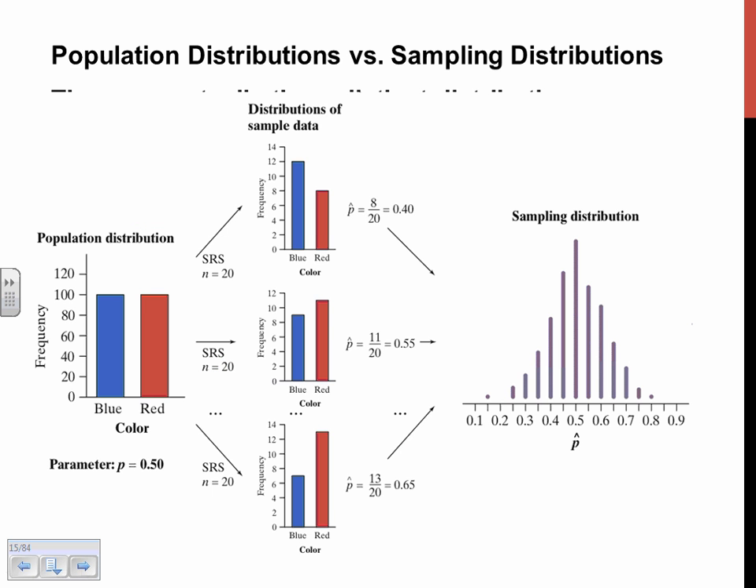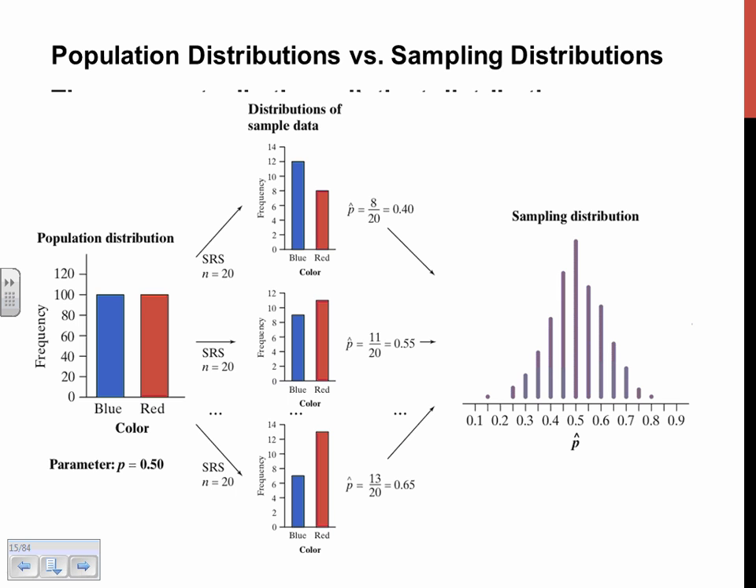So here, I could take my population distribution. Let's say that 100 were the red chips and the other 100 were blue. Okay? So there's my population distribution. Then I went and I got lots of different samples. So this is all distributions of sample data.